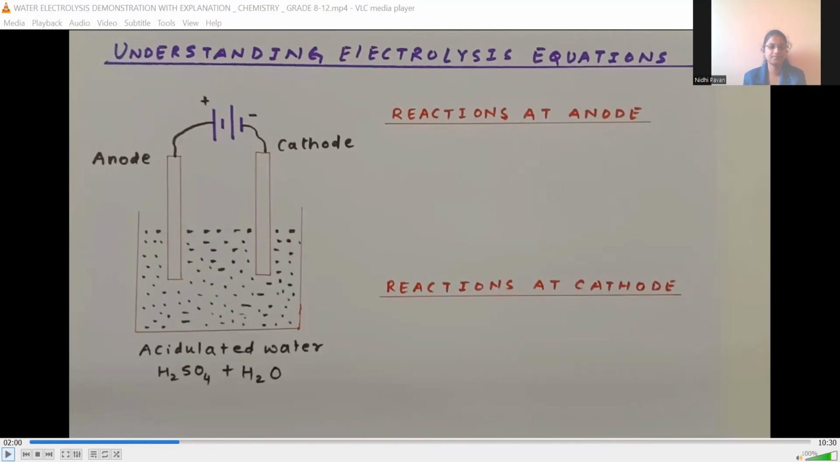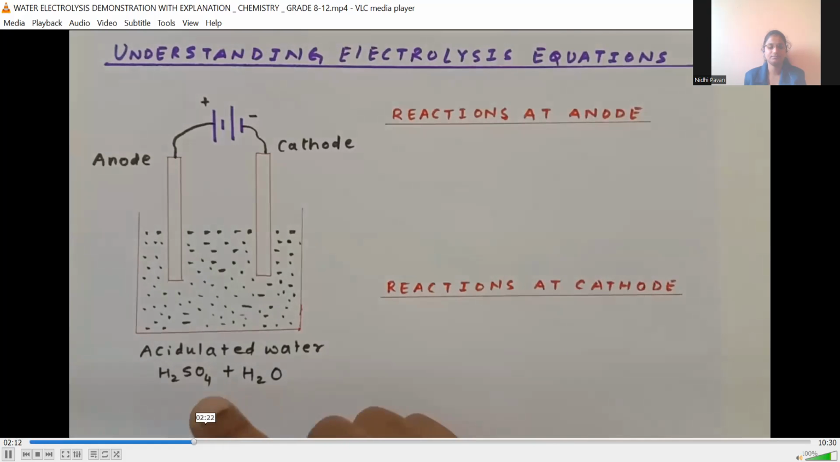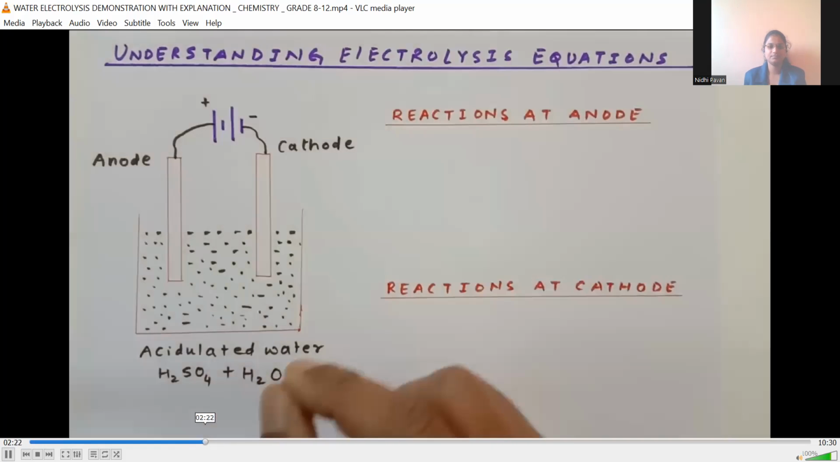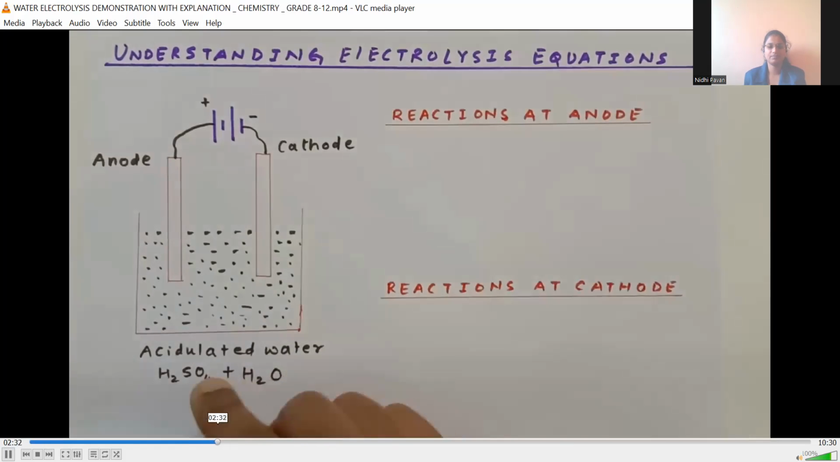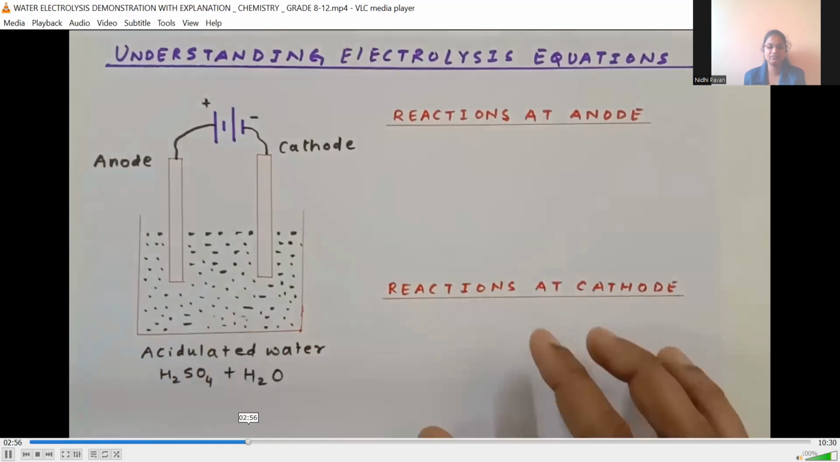We know that pure water is a bad conductor of electricity. It will not allow the electric current to pass. So we add some amount of salt, and instead of salt, you can also use dilute acids. We can use sulfuric acid or any other salts or acids. Now there are free ions inside the water. Let us see what happens at the anode.